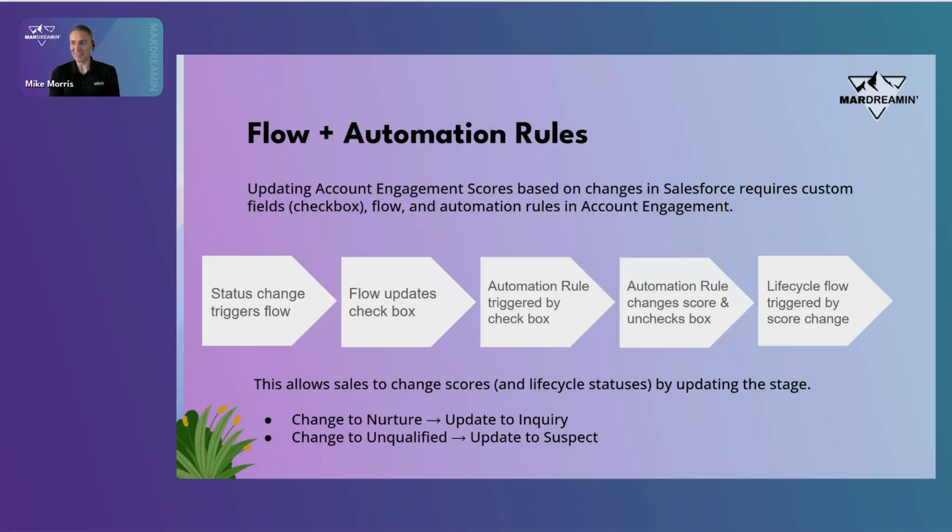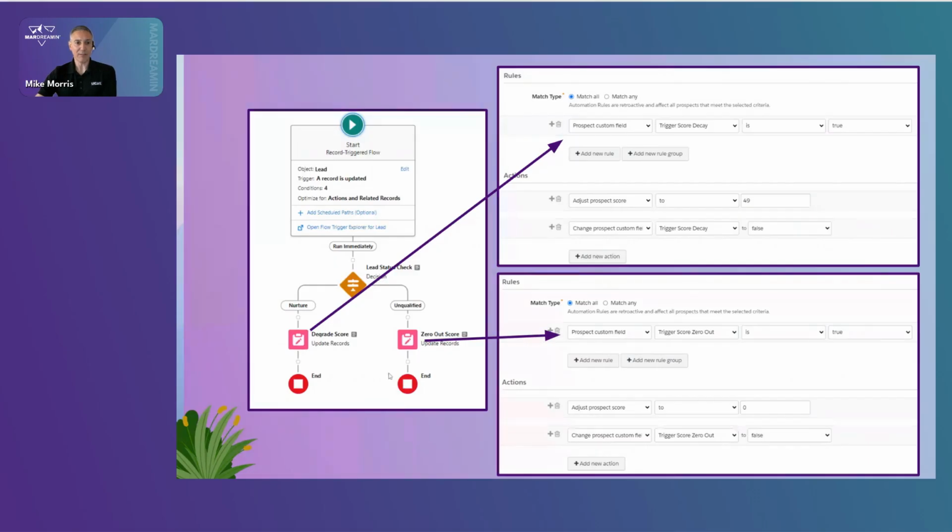change our lifecycle status. The way I have mine set up is if you change the status to nurture, I want their lifecycle status to go to inquiry. If I change them to unqualified, I want them to go to suspect. So what I'm doing here is I have a single flow inside Salesforce. It's looking for either of those status changes, and then I have two different nodes doing the updates. If the person was set to nurture, I'm going to check this trigger score decay box to true. If they're set to disqualified, I'm going to trigger my zero out to true. And then these are what's going to trigger the records to change inside Account Engagement.